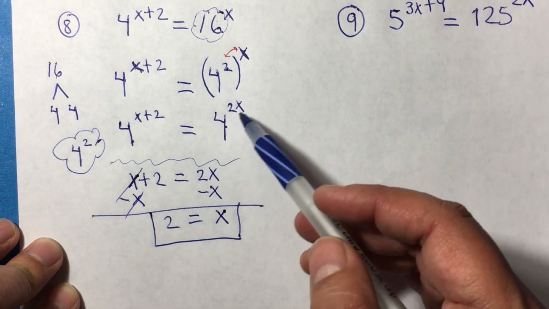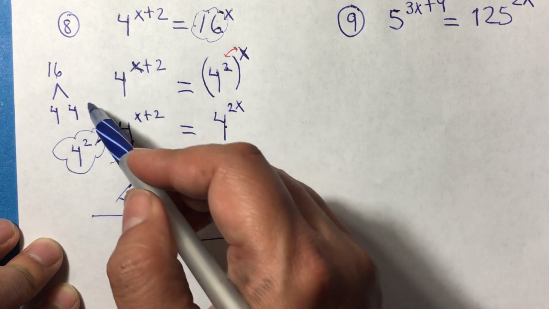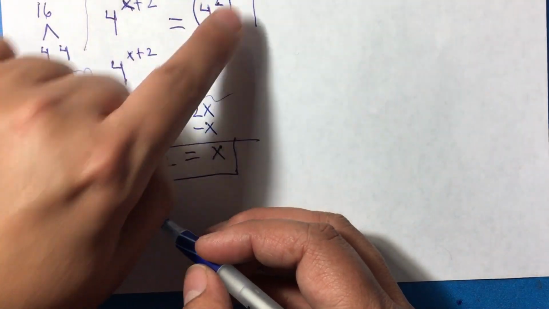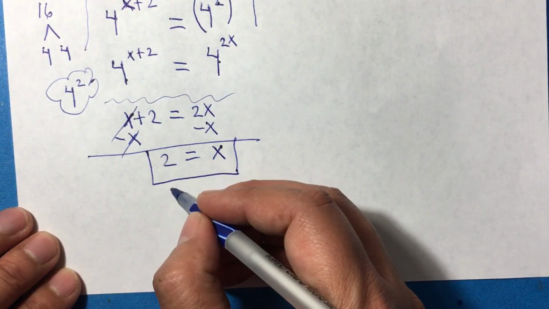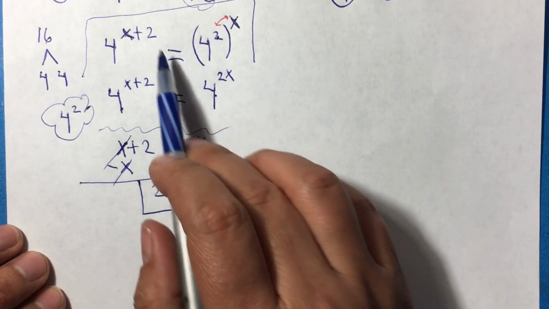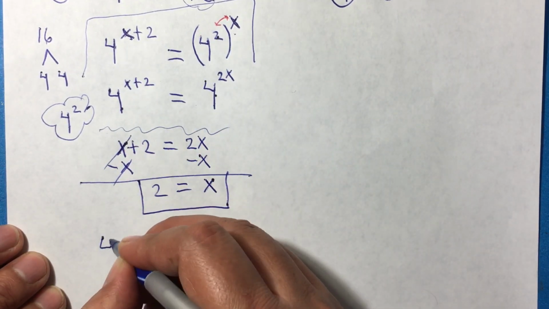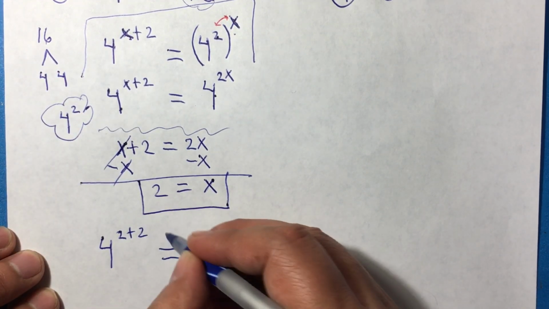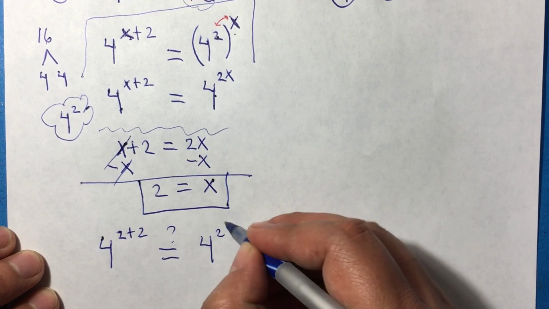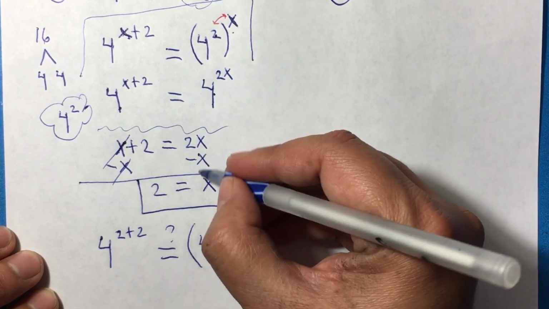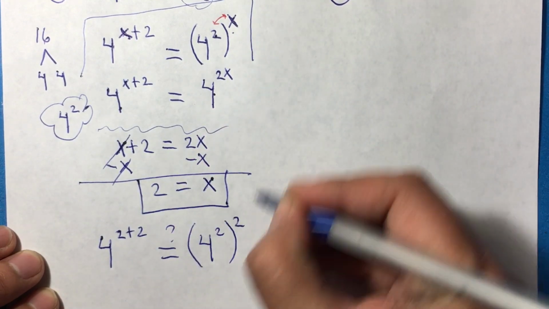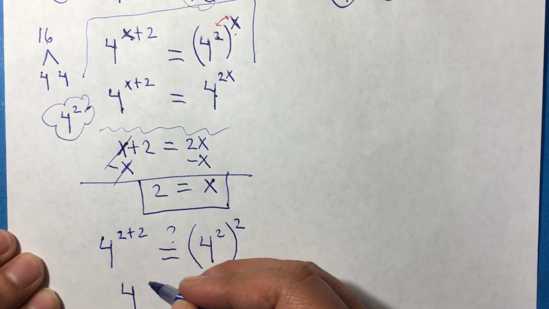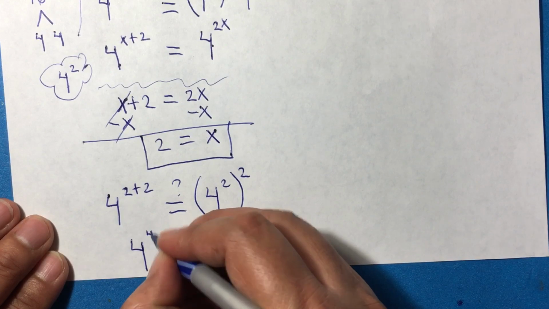Now for the checkup, you can either check this one or this one. Either one is fine. I'll go ahead and check with that one. So we're replacing both of the x's by 2, which is what we found. Okay, so right here and right here. So it's going to be 4 to the, instead of x, is 2 plus 2. Is it equal to 4 to the 2nd power, all raised to the x is 2. So we replace that x with 2 as well.